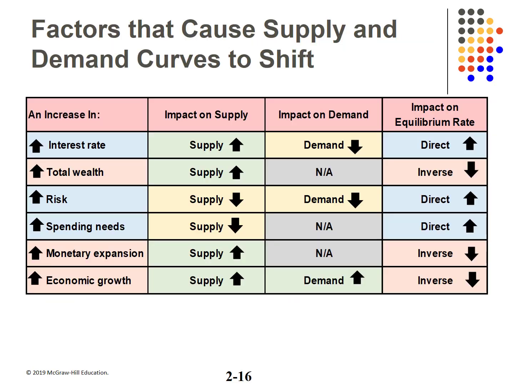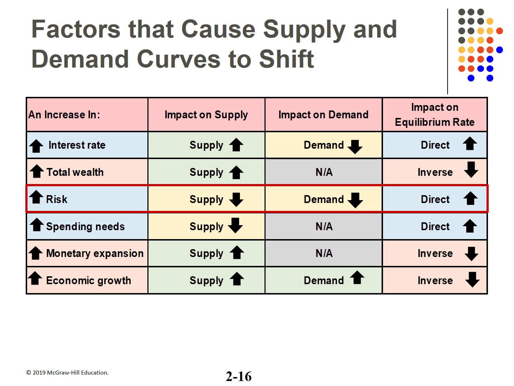This table is a version of Table 2.2 in your text and details the impact on the supply of and demand for funds and interest rates from changes in various factors. Direct means if one goes up, so does the other, the blue cells. Inverse means they move in opposite directions, the orange cells. So if interest rates increase, then supply goes up, demand decreases, and rates change directly, going up. If wealth increases, then supply increases with no evident impact on demand. With increased supply, rates change inversely, decreasing.